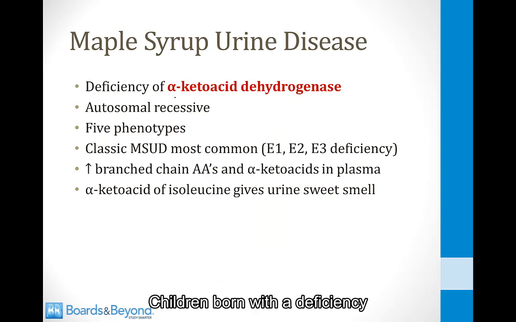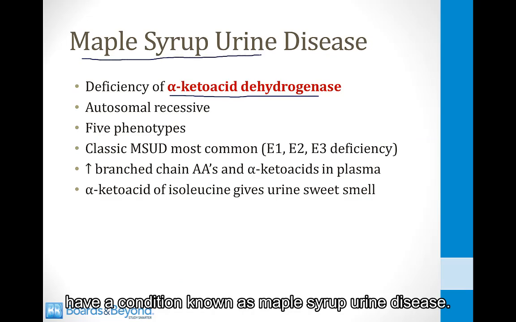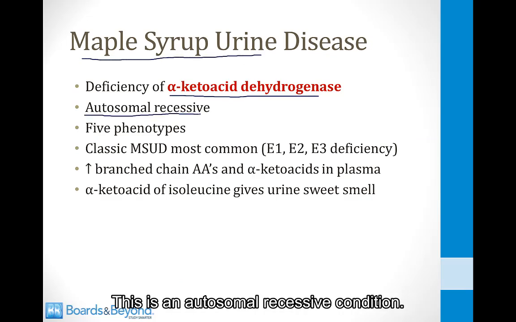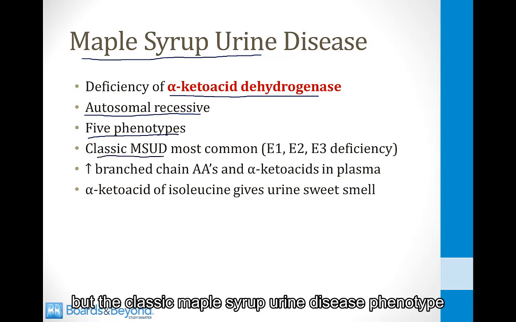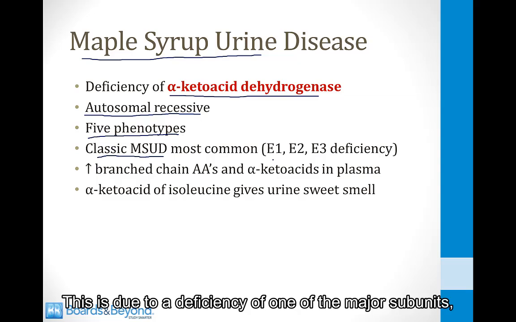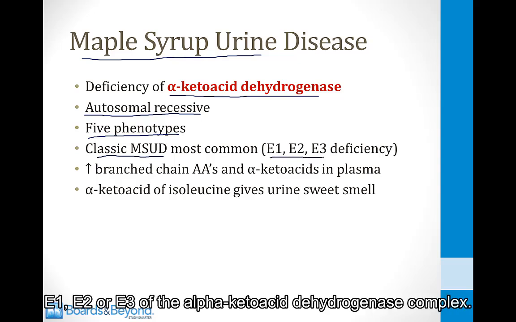Children born with a deficiency of alpha-ketoacid dehydrogenase have a condition known as maple syrup urine disease. This is an autosomal recessive condition. There are 5 clinical phenotypes in terms of how severe the disease is, but the classic maple syrup urine disease phenotype is most common. This is due to a deficiency of one of the major subunits E1, E2, or E3 of the alpha-ketoacid dehydrogenase complex.